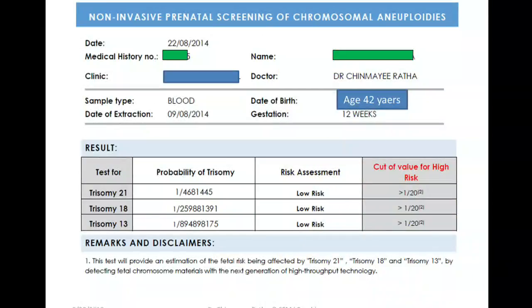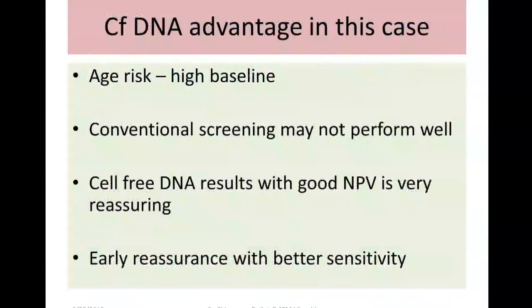And yes, it was done, and the report came as very low risk for trisomy 21. So when it said very low risk, it doesn't necessarily rule out Down syndrome completely, but knowing that this is done on fetal DNA and it's got a great negative predictive value with a sensitivity of more than 99%, she could be advised that she does not need an invasive test, and that is a big advantage in this case because it's got a very good negative predictive value. In her case, with a 42-year-old baseline age, conventional screening may not have performed that well, and she managed to get very early reassurance with very good sensitivity.